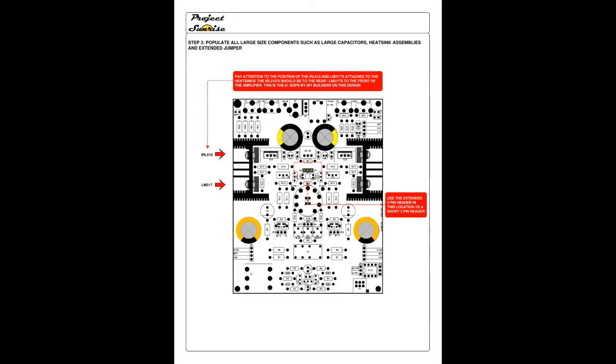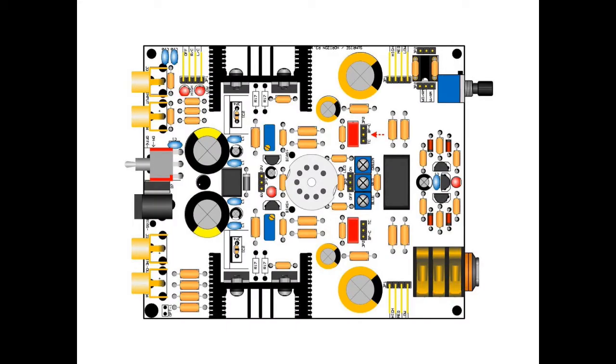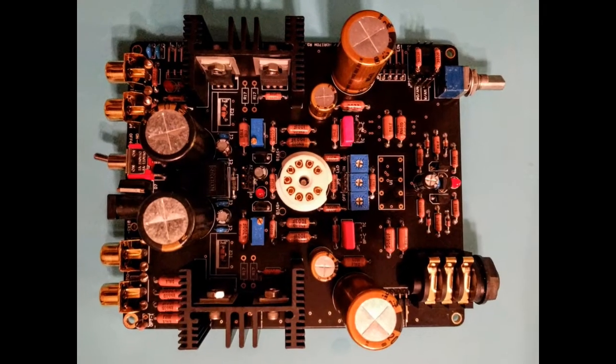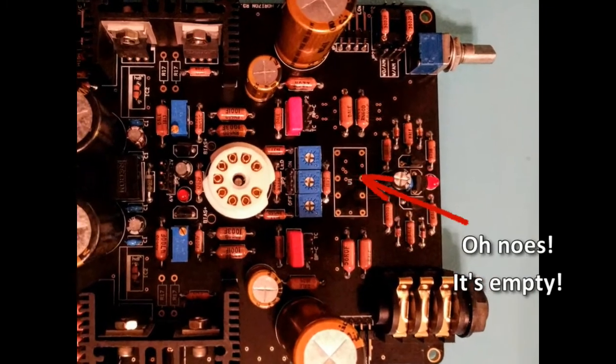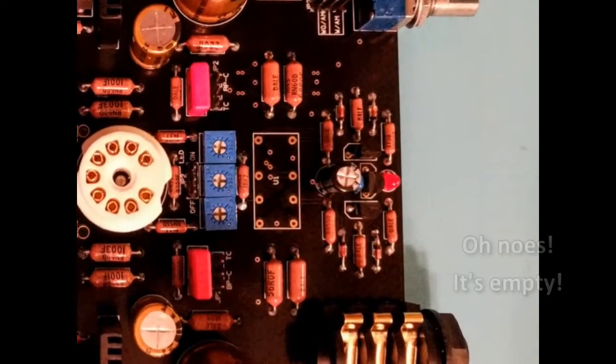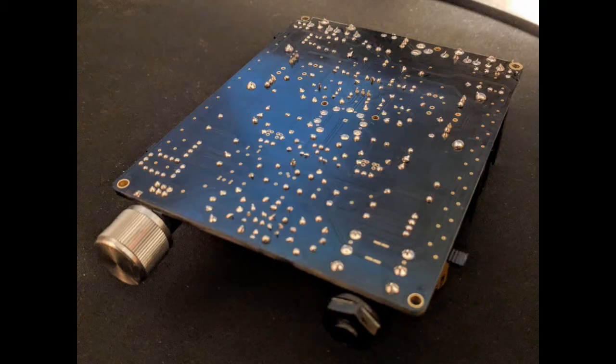All right, now finally we get onto the large size components, including those heat sinks we pre-assembled earlier. And it's supposed to look like this when it's done. How'd we do? Great! Oh no. The U1 was gone, but no problem. I talked to Jeremy. He sent me one immediately, and I got it all assembled.